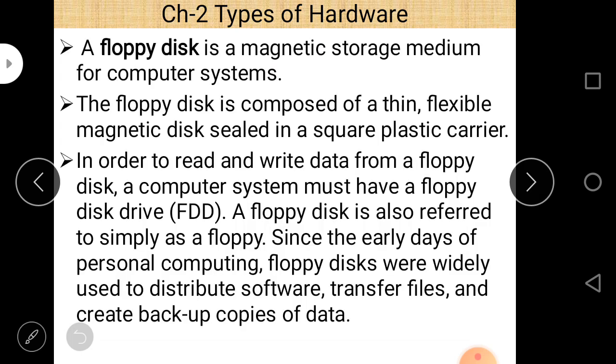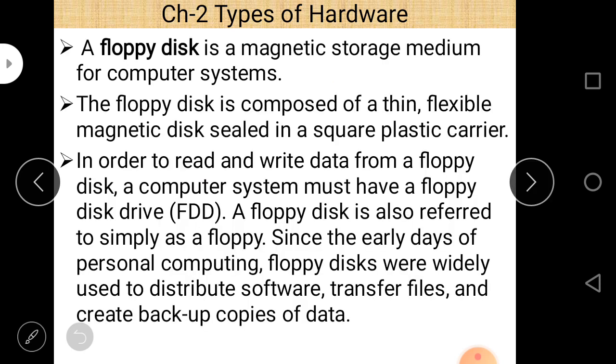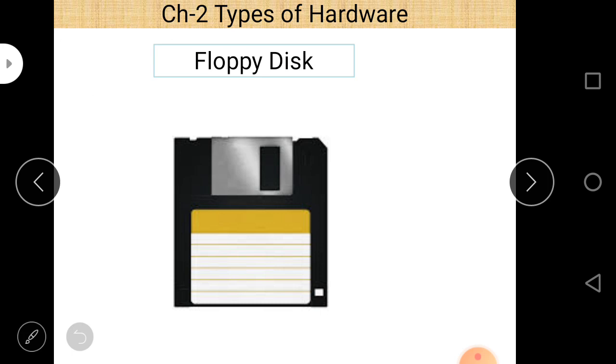Basically, a floppy disk is a magnetic storage medium for our computer system. A floppy disk is composed of a thin, flexible magnetic disk sealed in a square plastic carrier. In order to read and write data from a floppy disk, a computer system must have a floppy disk drive. Without a floppy disk drive, it is not possible to read a floppy. If it is not so, then we cannot read data from a floppy disk.